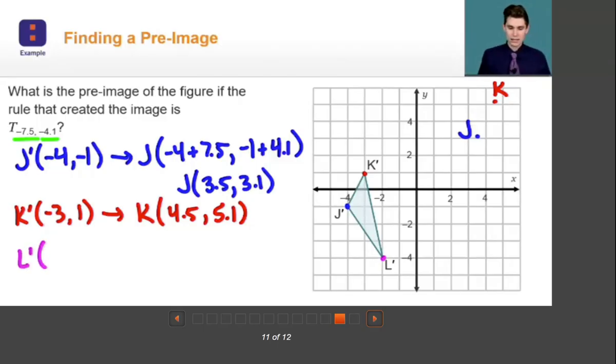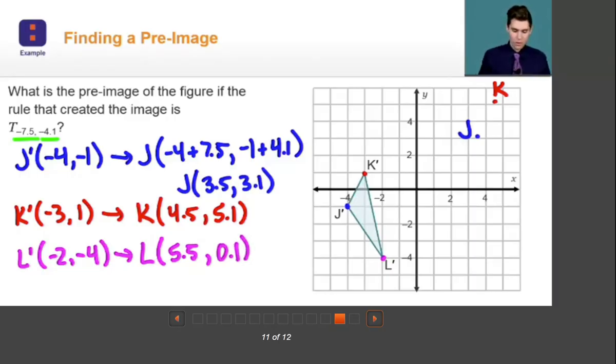L prime is located at (-2, -4). Now, if we think about finding point L, we're going to begin with the x value, -2. We're going to add 7.5, so we get 5.5. If we take a look at the y value for L prime, that's -4. We're going to add 4.1, so we get 0.1. And so L will be located about right here. Now, if we go ahead and connect these vertices, we will see that we now have the pre-image for this translation. All right, now you're ready to try one on your own.